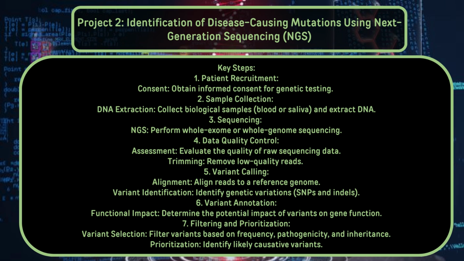Then, variant annotation. Annotate variants using ANNOVAR or VEP to determine their potential impact on gene function. Then, filtering and prioritization. Filter variants based on allele frequency using databases like gnomAD, predicted pathogenicity using tools like SIFT and PolyPhen, and inheritance pattern. Prioritize variants that are likely to be causative based on the patient's phenotypes and family history.